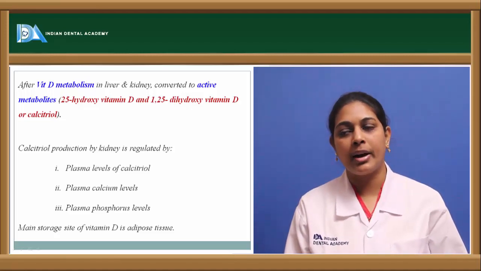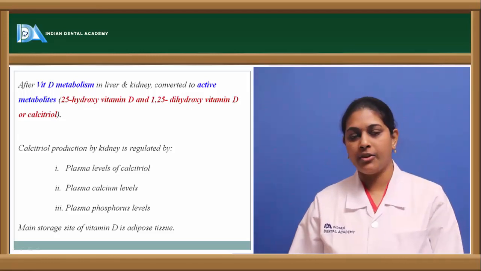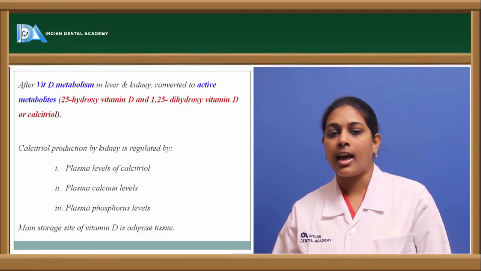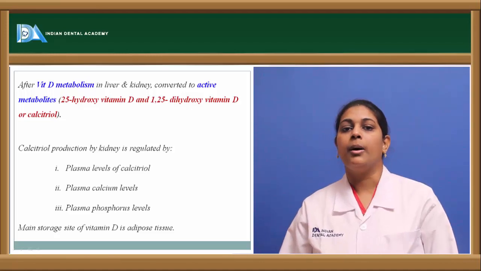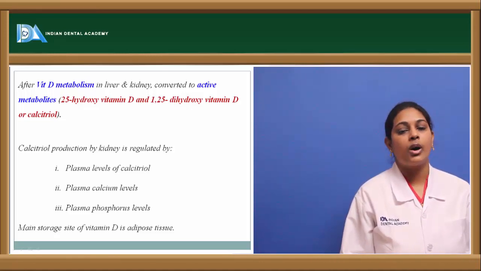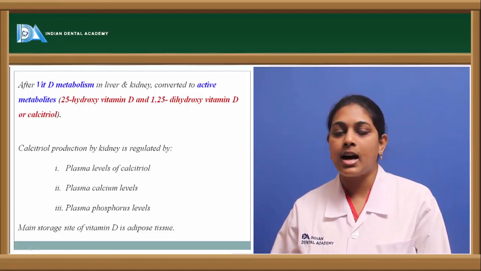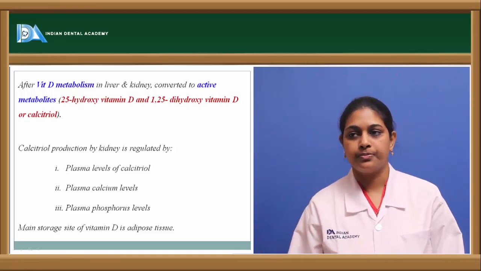This production by the kidney is regulated by certain other factors, and these factors are plasma levels of calcitriol. That is calcitriol which already exists in the blood, bound to the plasma. This is one of the reasons for maintenance of vitamin D in the body. Next are the plasma calcium levels and the plasma phosphorus levels. Most of the vitamin D is stored in the adipose tissue.